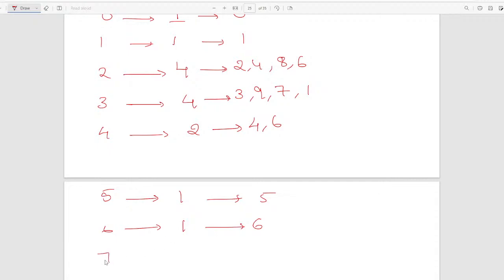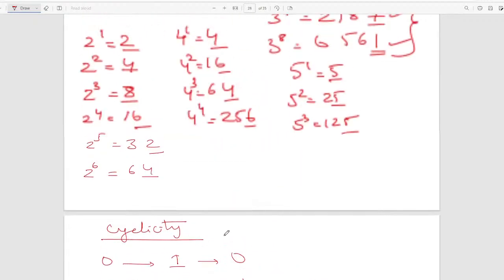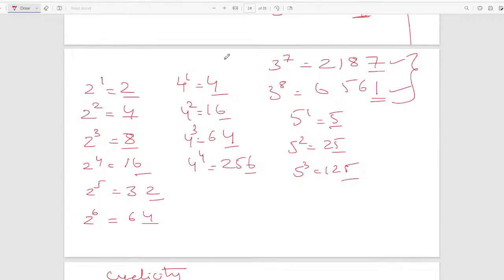And for 7, the cyclicity is 4. The digits that are repeating are 7, 9, 3, and 1. So you can just see it here. Let me just erase this.